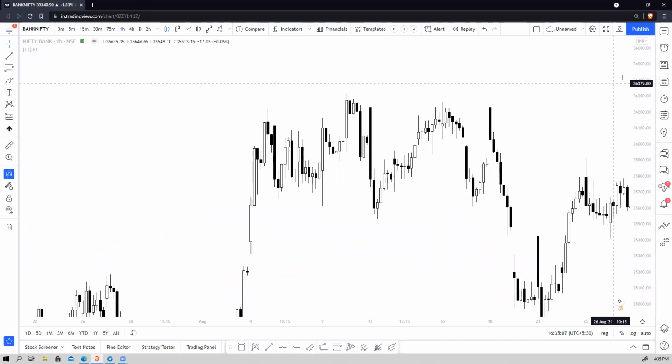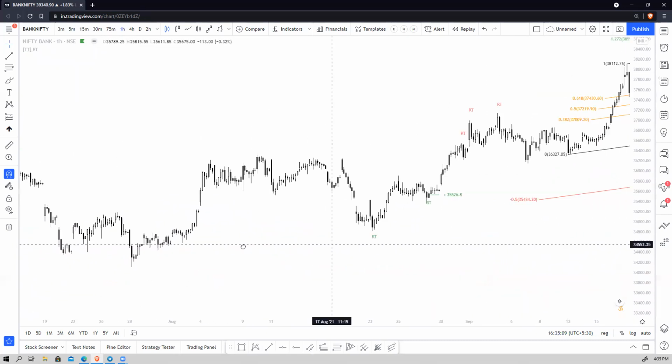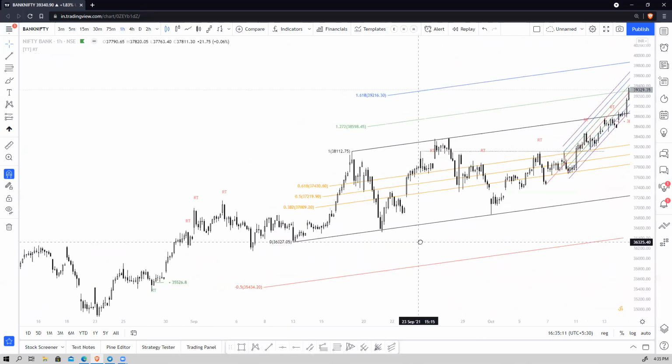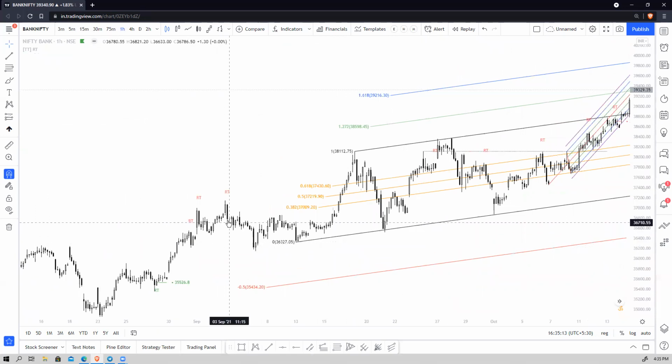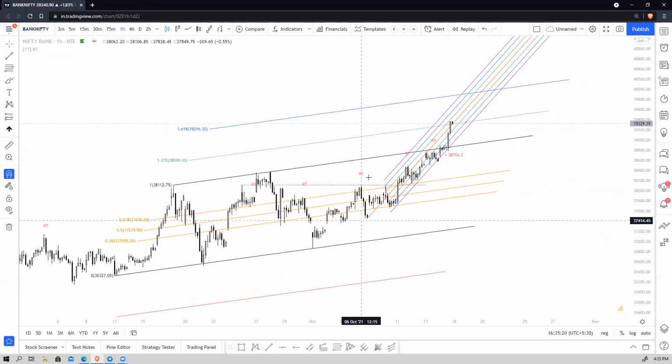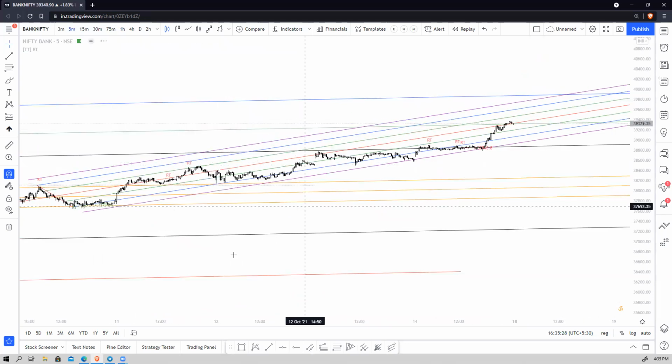Give me a second, guys. Okay. See, 6th October, this is where the price came. 3rd September, this one is. Where is 6th October? There you go. 6th October. That is absolutely 37,839. Okay, now let's go to 5 minutes.